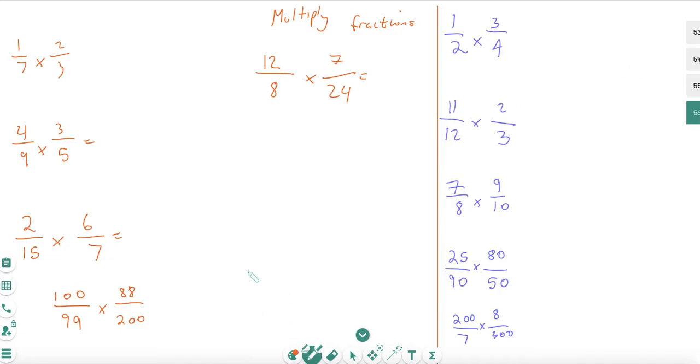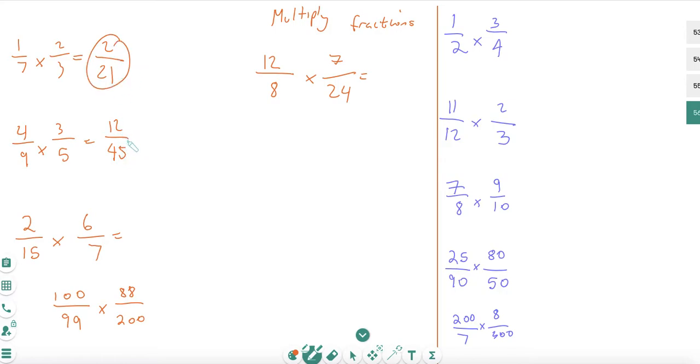Multiplying fractions is very easy. Numerator times numerator, denominator times denominator. 1 times 2 is 2, 7 times 3 is 21, 4 times 3 is 12, 9 times 5 is 45. Actually, let's go back, get your answer, let's try and simplify it. What can we divide both numbers by? Nothing, that's our final answer.